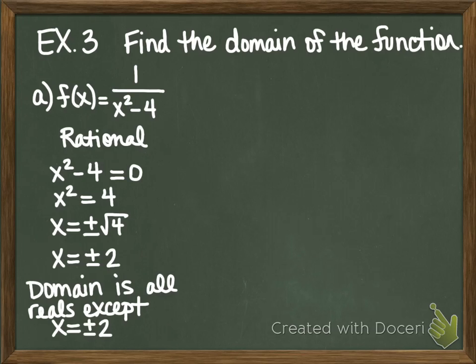That means I could plug in any number I wanted to into this function and it would give me a value except for 2 and negative 2. Those would make the denominator equal to 0 and it would be undefined.